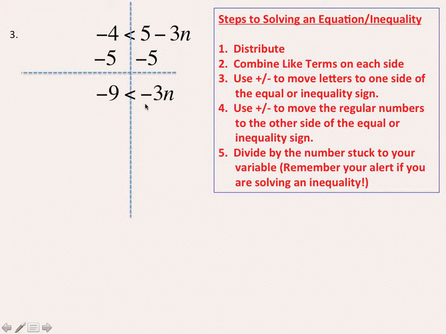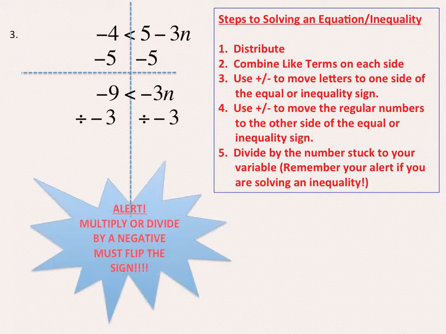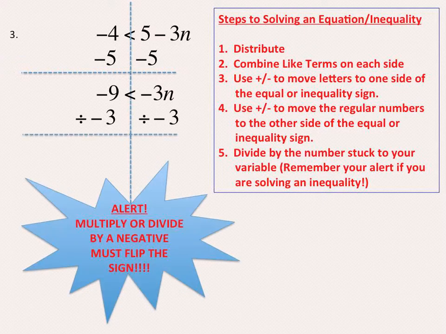I have to get this all by itself. So now I have letters on the right, numbers on the left, so I can divide by negative 3. As soon as I say divide by negative anything, the alert goes off. Alert, alert, divide by negative 3. So that means I have to flip this sign around and make it a greater than. Negative 9 divided by negative 3, negative divided by negative is positive 3. So 3 is greater than n. Notice the sign is flipped because I divided by a negative.